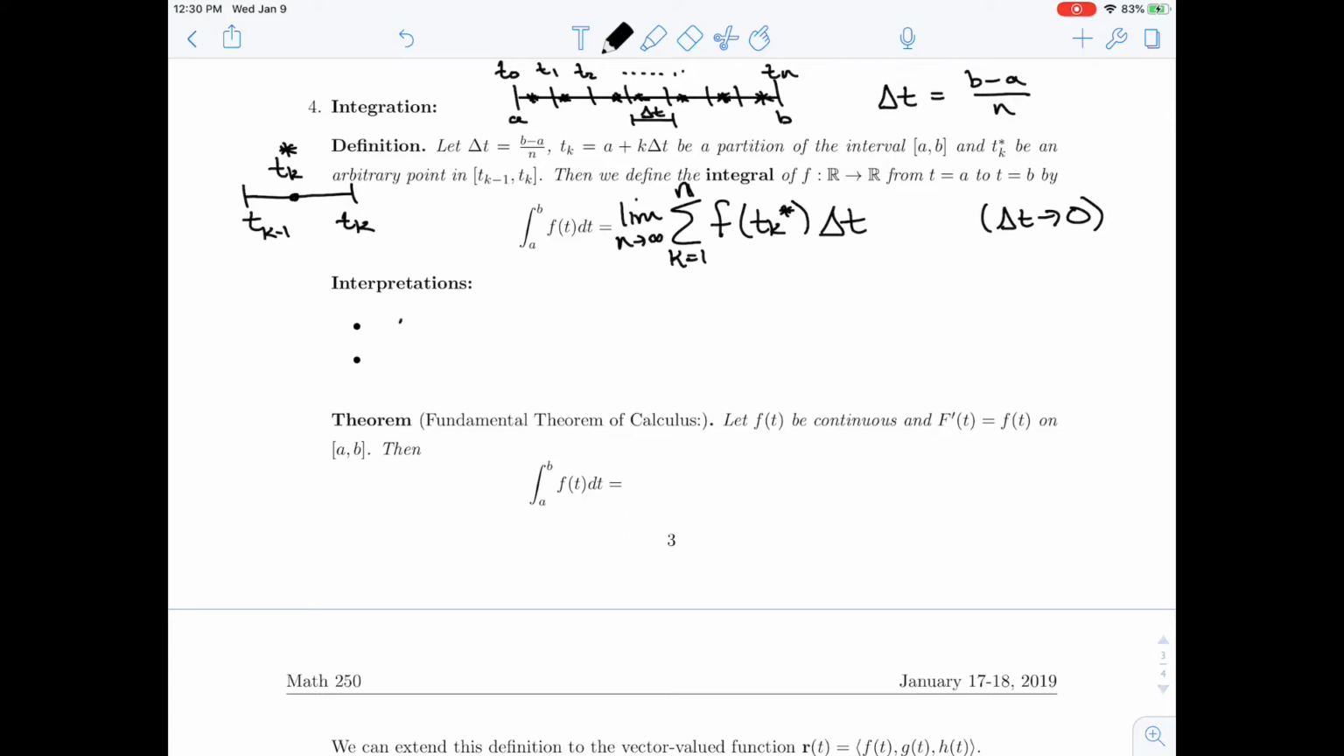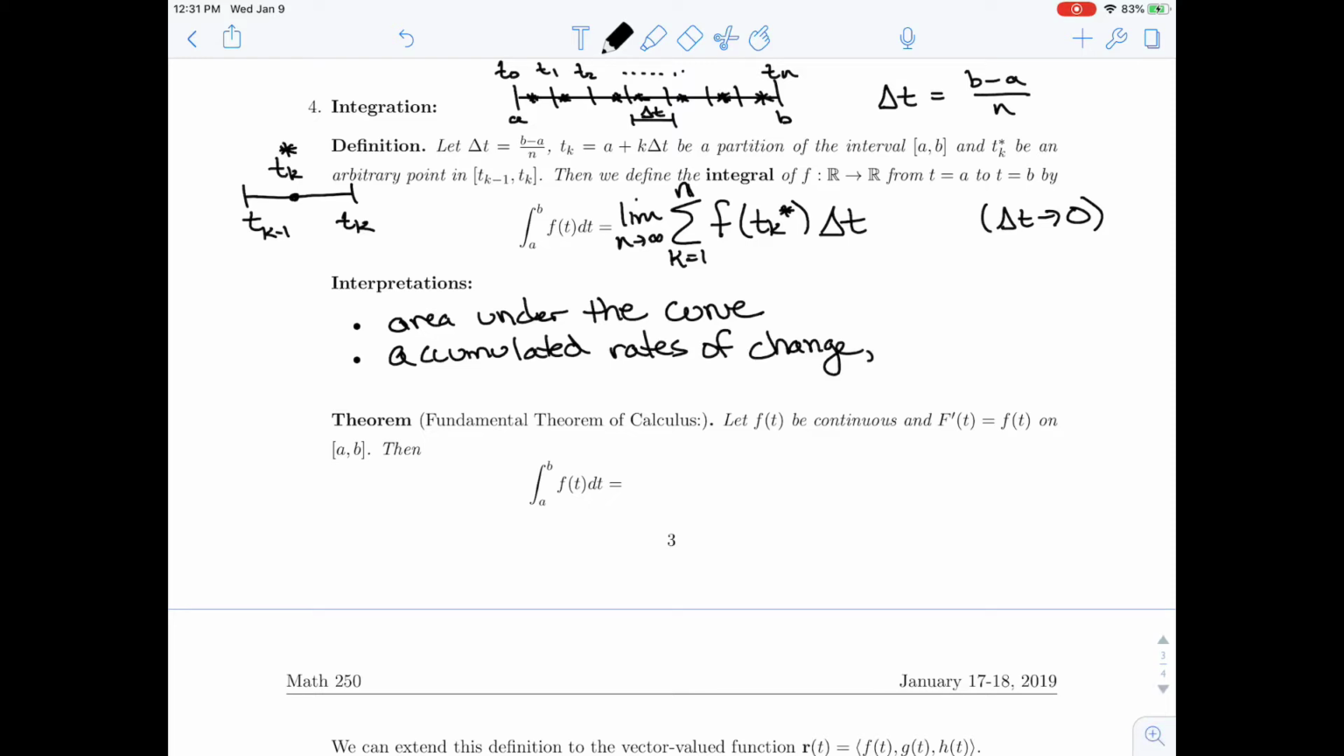And these sums, we've interpreted them as area under the curve. But we can also think about them as accumulated rates of change or net change. That net change interpretation works really well when we're talking about the fundamental theorem of calculus. That theorem says that if our function f is continuous and we have an antiderivative, capital F, then we can evaluate the integral by evaluating the antiderivative at b, evaluating it at a, and subtracting them. And so the fundamental theorem of calculus really says that the integral is the net change of the antiderivative from a to b.